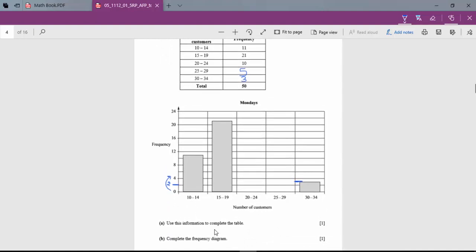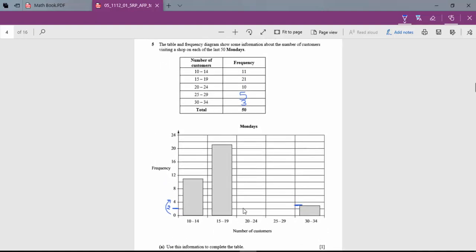Part B, complete the frequency diagram. Now we know 20 to 24 is repeated 10 times. So 20 to 24 will be up to here. And 25 to 29 is repeated 5 times, and 5 is up to here, is 4. A little bit more is 5. Done.